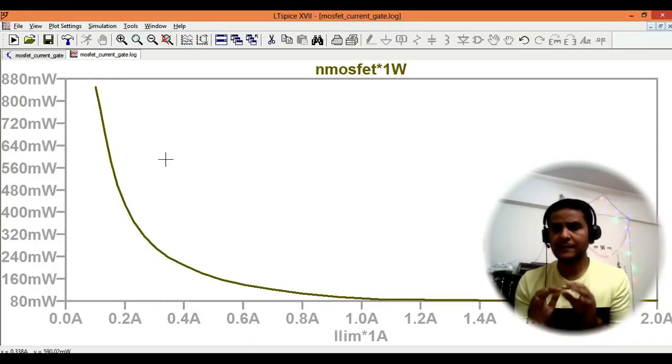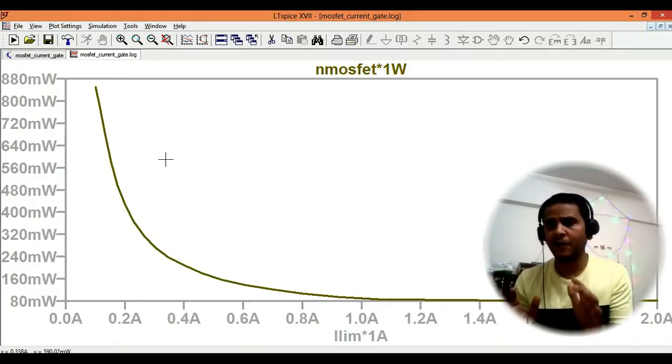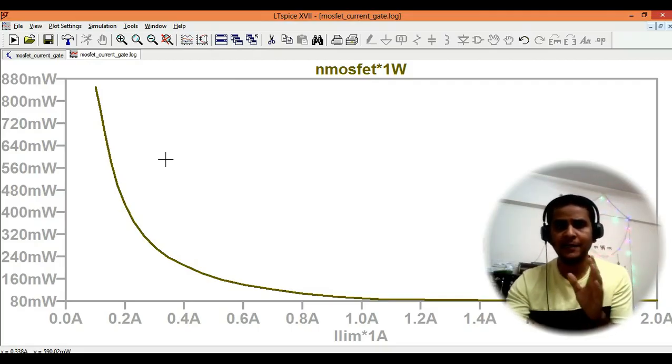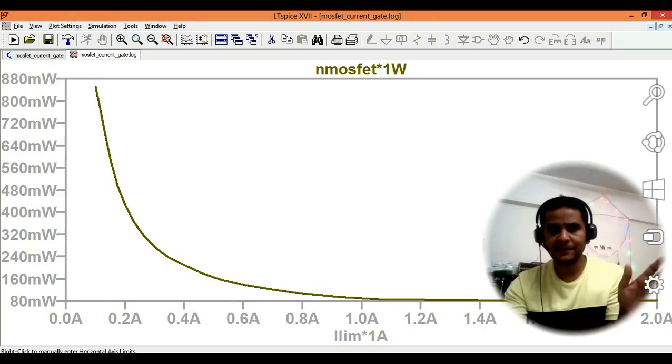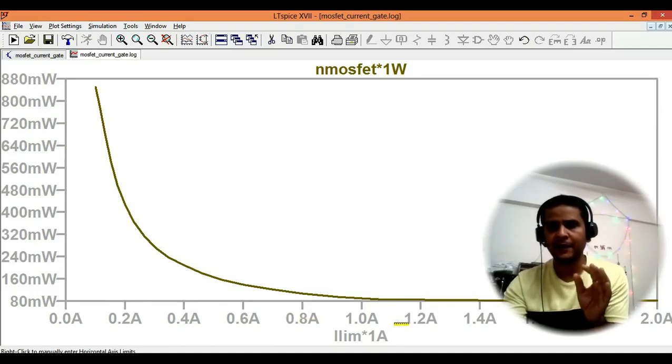Now let us understand this simulation waveform and what we can learn from this simulation. This is very important. What you can see here is my power dissipation on the y-axis, while on the x-axis, if you look at the downside, I have the current. So this is nothing but the gate current versus power dissipation.